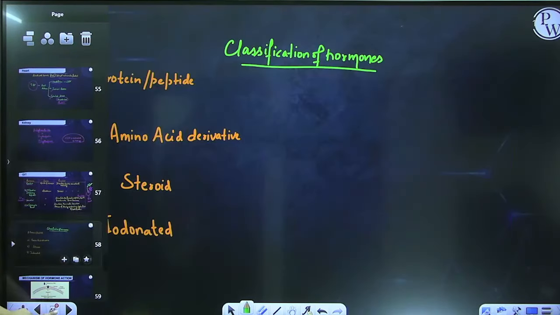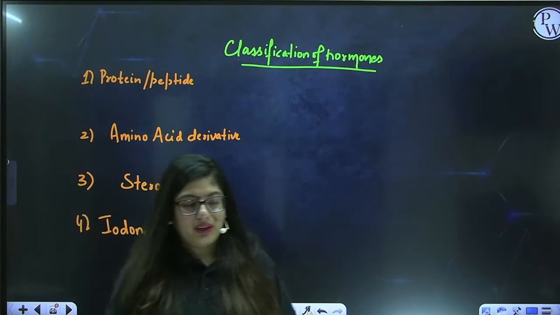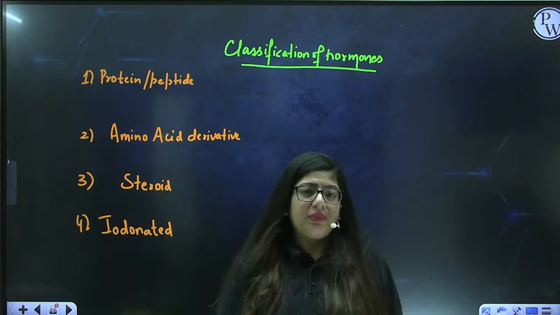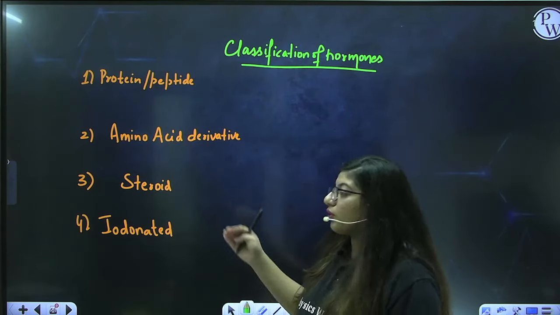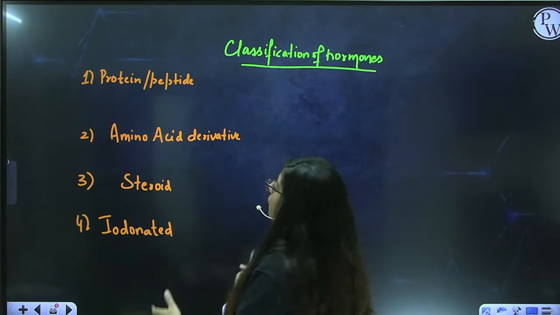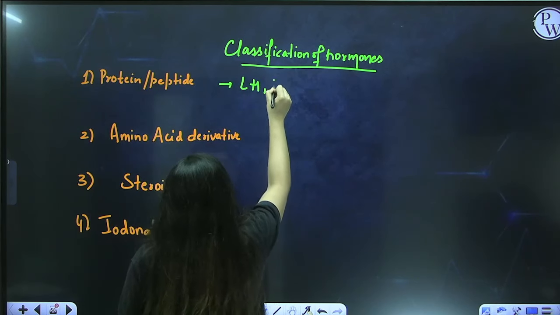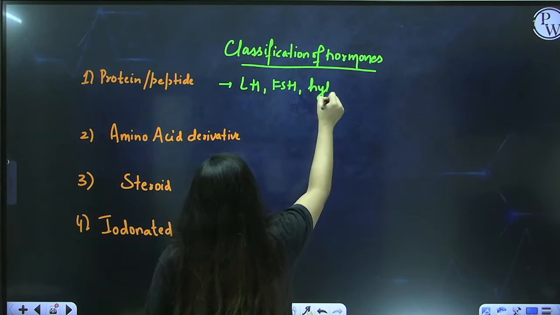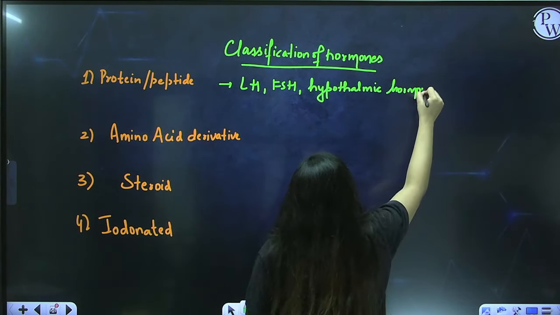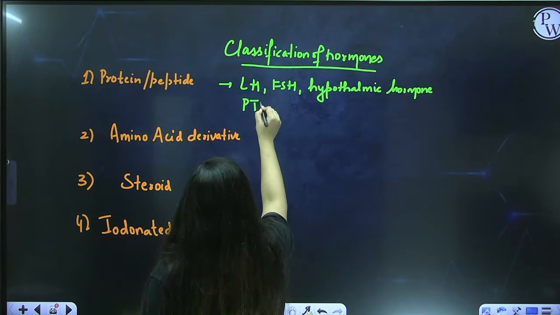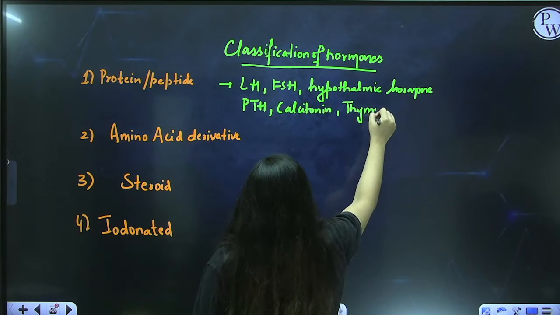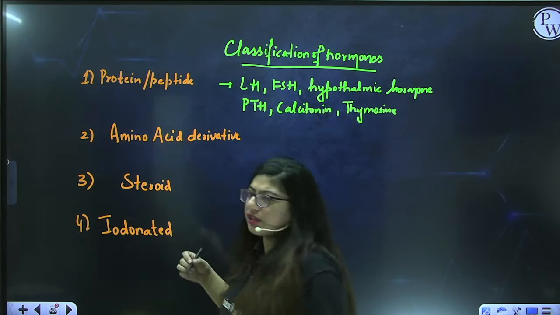Let's talk about classification of hormones. Now, chemically, we have divided our hormones into these four categories. First is protein or peptide hormones, which are made up of proteins. For example, LH, FSH, all your hypothalamic hormones. Also your PTH, calcitonin, thymosin. All these are hormones that are made up of protein or peptide chains.